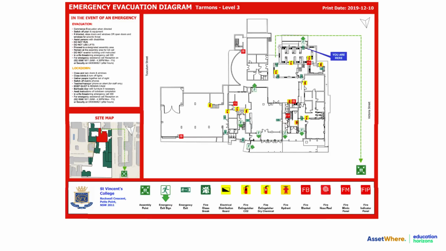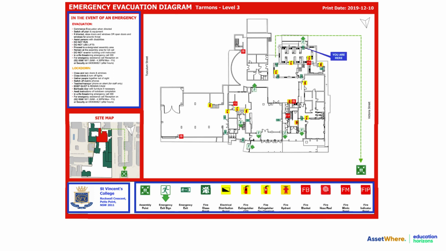This is an example of an evacuation map from St Vincent's College in New South Wales, showing their school logo, the legend, and you can see that they've included many more components than the Carey diagram. Key details at the top here, and in this example they've also included what to do in a lockdown. Key map, which highlights where the room is located in red and indicates the evacuation areas in green.